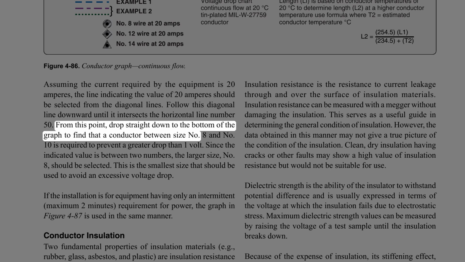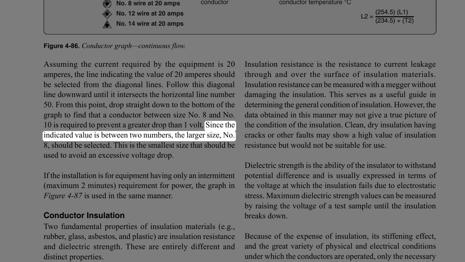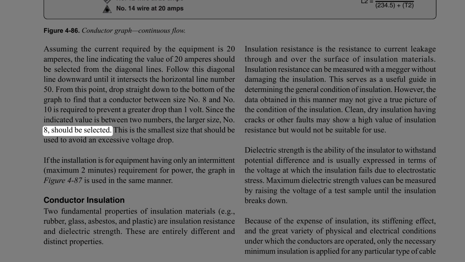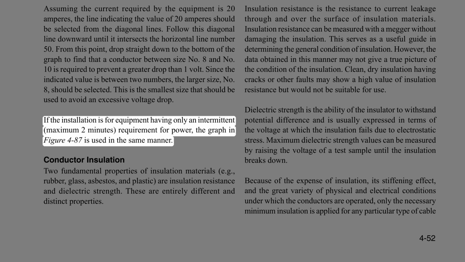From this point, drop straight down to the bottom of the graph to find that a conductor between size No. 8 and No. 10 is required to prevent a greater drop than 1 volt. Since the indicated value is between two numbers, the larger size, number 8, should be selected. This is the smallest size that should be used to avoid an excessive voltage drop. If the installation is for equipment having only an intermittent, maximum 2 minutes, requirement for power, the graph in Figure 4-87 is used in the same manner.